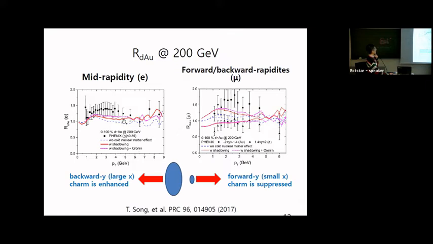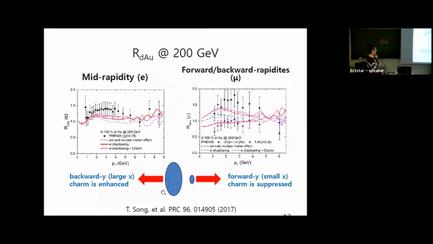And we can see little enhancement in mid rapidity. And in forward and backward rapidities, if we do not include cold nuclear matter effects, R deuteron-gold is similar whether it is in backward rapidity or forward rapidity. But including cold nuclear matter effects, they are split into upper lines and lower lines.